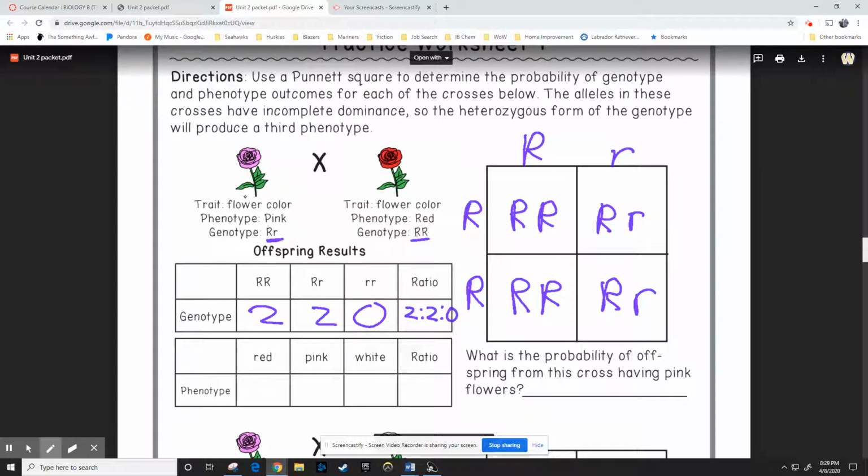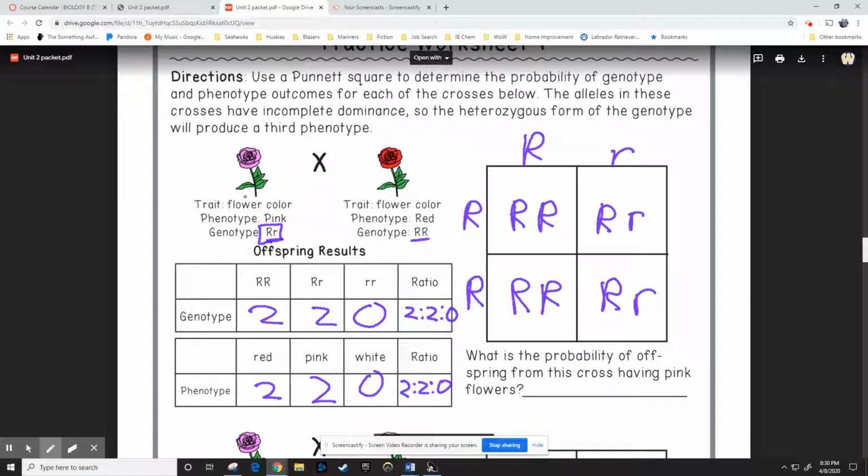We see here that capital R means that you are a red rose. So we'd expect to see 2 red roses. If we have a capital R, lowercase r, we know that means pink. So we would have 2 pinks. Lowercase r would be white. We don't have any of those, so we would say 0. So our ratio is still 2 to 2 to 0.